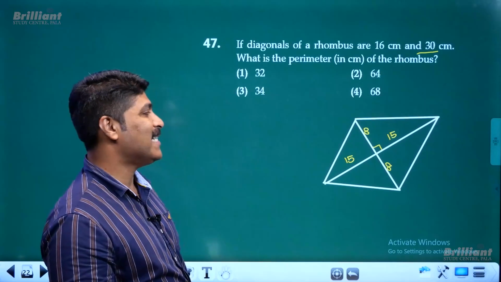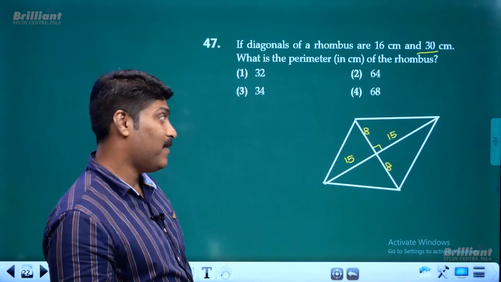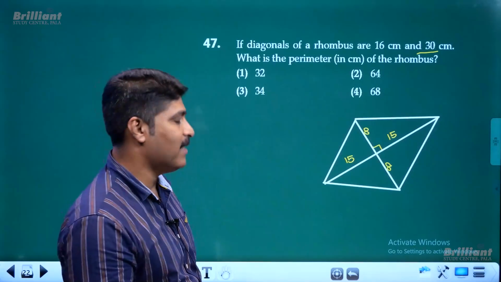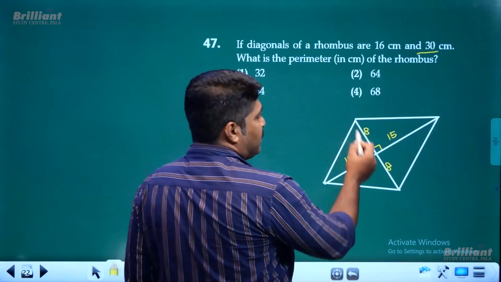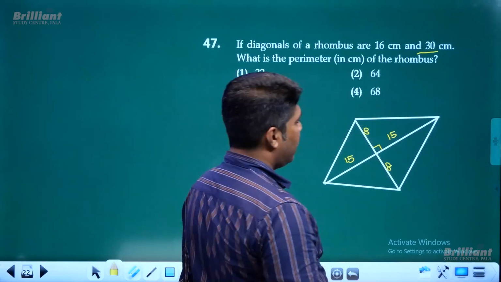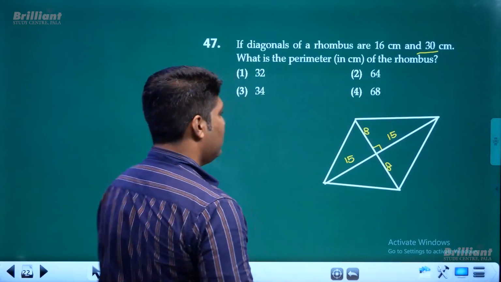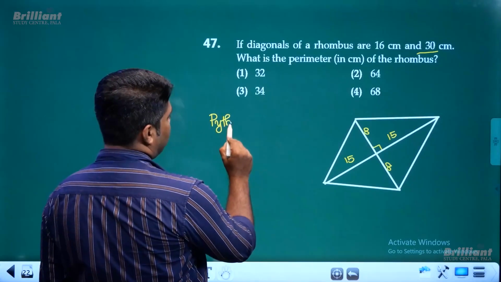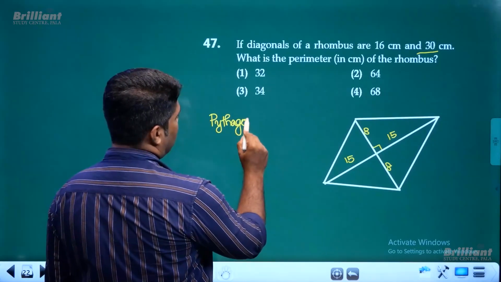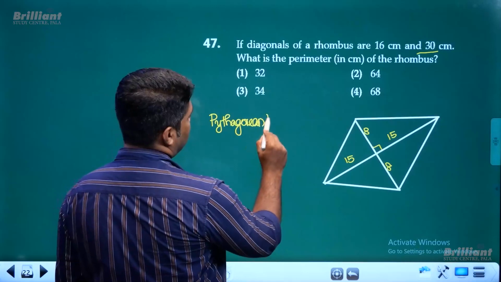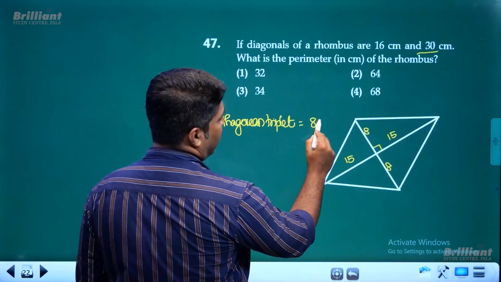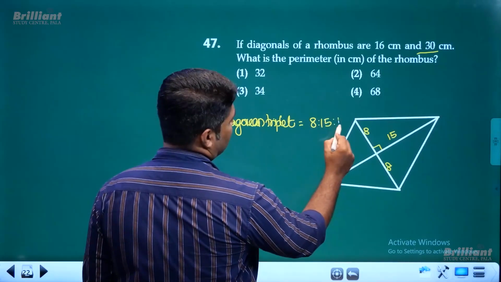They will bisect at 90 degree. That's a very important point. At that intersection, the angle is 90 degree, right angle. So now we got a right triangle here, such 4 right triangles. Can you recall the Pythagorean triplet? So what is the Pythagorean triplet related to these values? So that is 8, 15, 17.